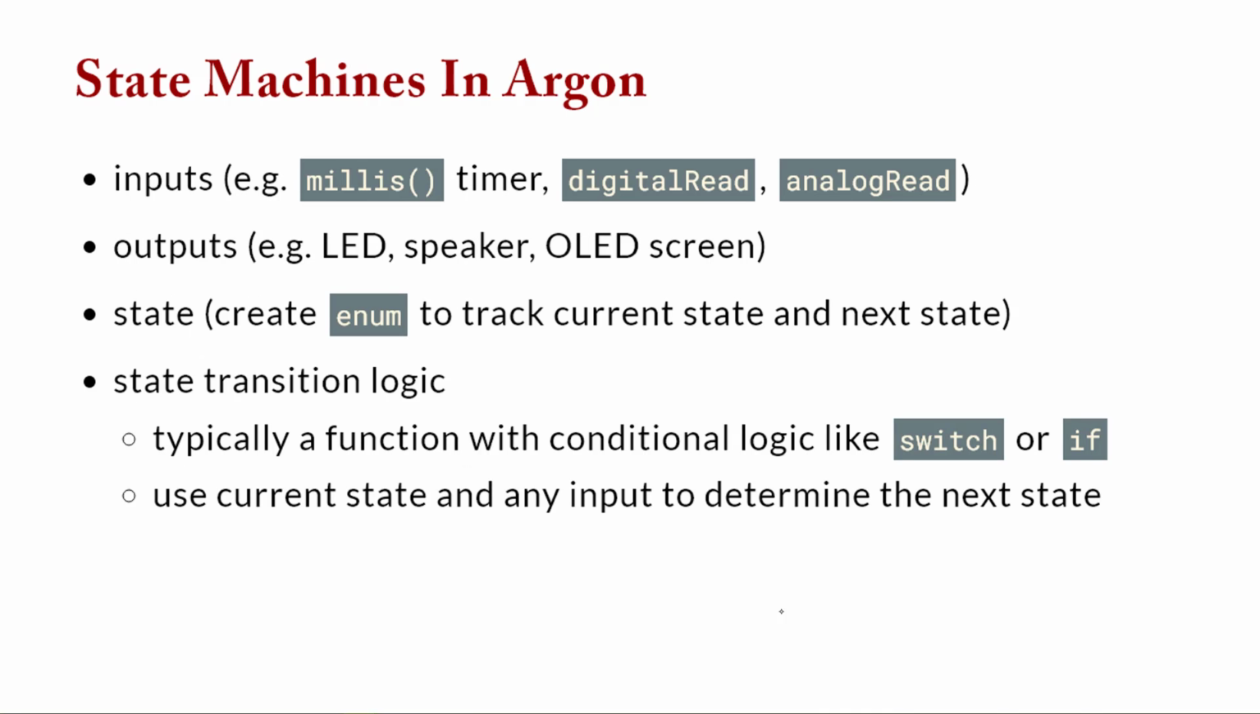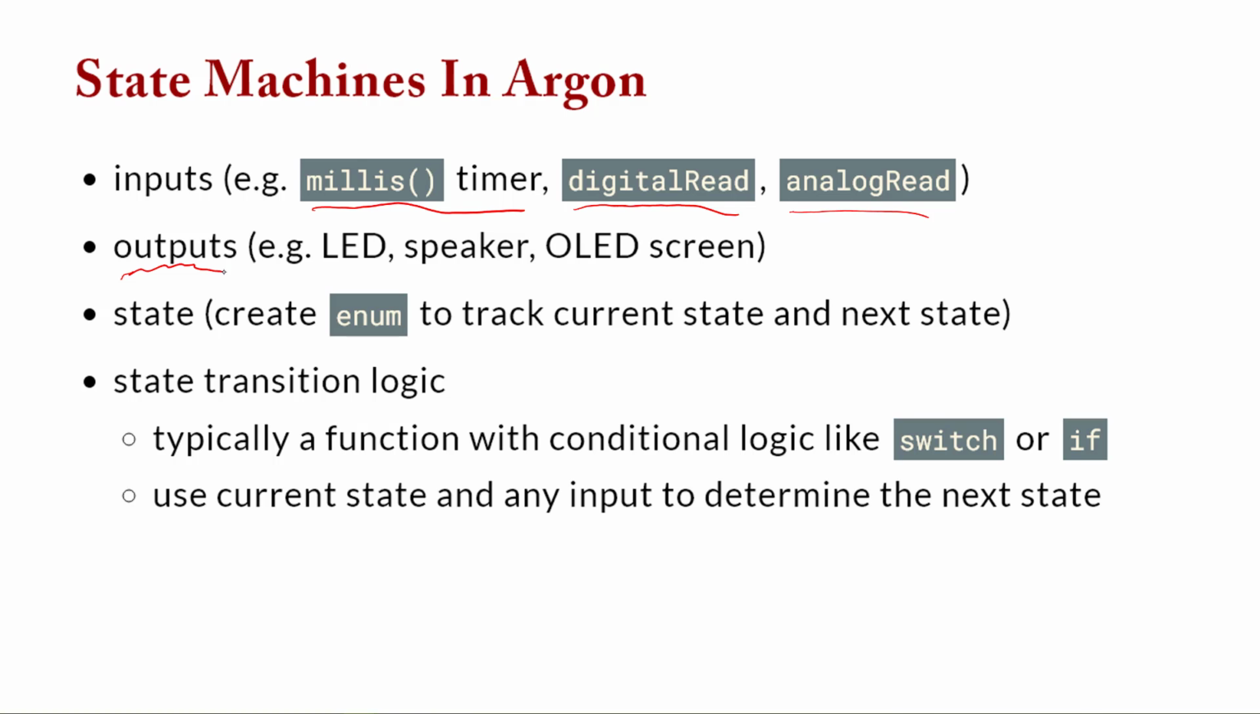Our inputs, right, these are the inputs to the system. It's going to be what we already know: millis. If you have something that's supposed to change states based on a timer, boom, you're going to use millis. If you want something to change state based on a button press, you can use digitalRead. If you want something to change based on a potentiometer or something, you use analogRead. Okay, what are our outputs? Well, our outputs are everything we've used in class so far that produces an output. There's an LED, there's a speaker, your OLED screen, even the serial monitor could count as this, right?